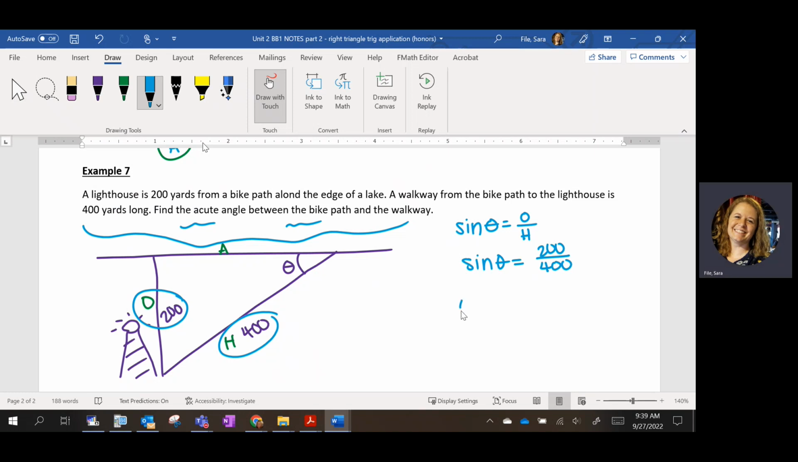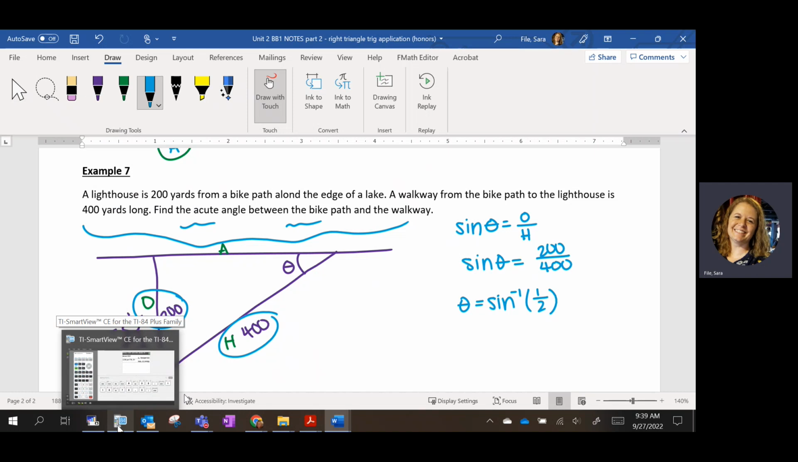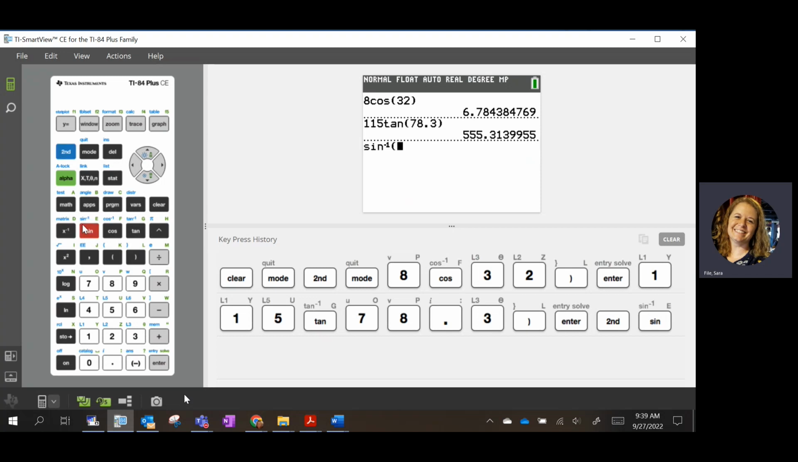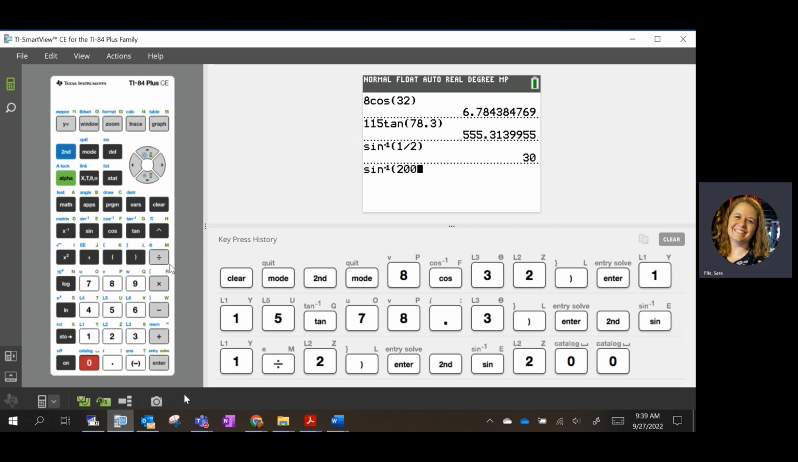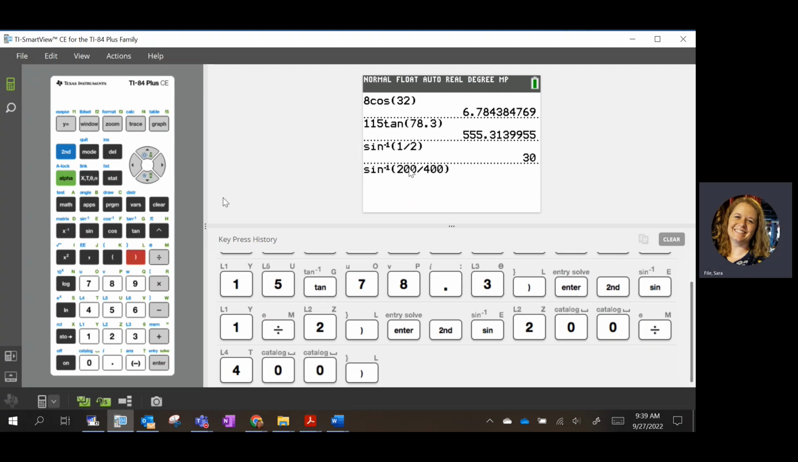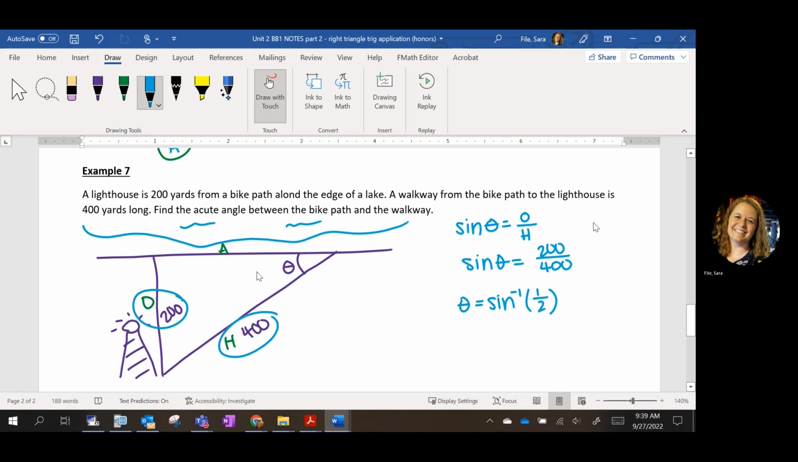So to find theta, what do I do when the angle's the missing piece? Inverse trig. So in this case, inverse sine. So inverse sine of our ratio, and again, you could reduce the ratio to 1/2 if you wanted, or you could leave it as 200 over 400. It doesn't matter. When you input that in the calculator, as long as the ratio is the same, you'll get the same answer. So we hit second sine to get inverse sine of 1/2, and I'll just show you entering it as 200 over 400 gets you the same thing, as long as those ratios are equal. So that is a 30-degree angle between the bike path and the walkway.